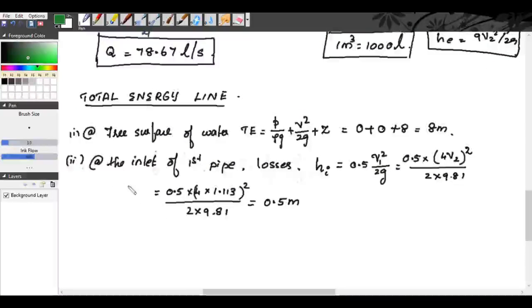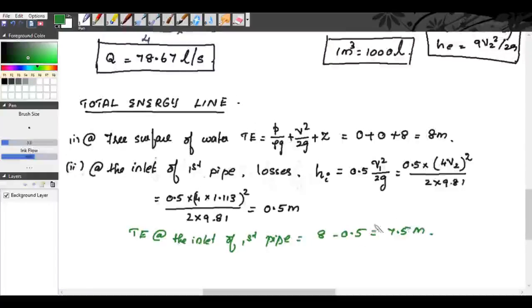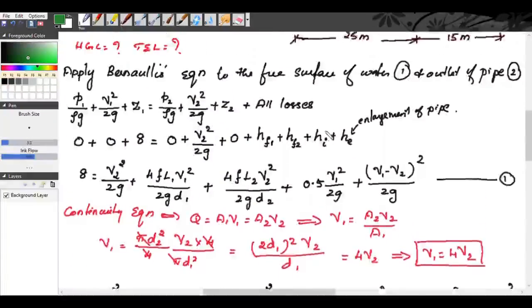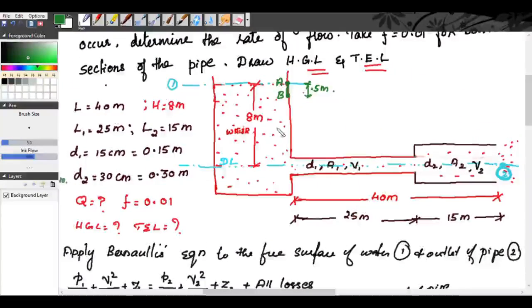Now, see, that means the loss is 0.5. That means our total energy at the inlet of first pipe will be equal to 8 minus 0.5, that is 7.5 meter. That means from the datum line, the total energy at the entrance will be equal to 7.5 meter. So this is 7.5 meter.